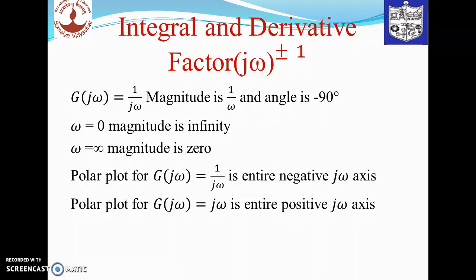When omega equal to 0, the magnitude is infinity, and when omega equal to infinity, magnitude is 0. The angle is minus 90 when it is a pole at origin. So the polar plot will be the entire j omega axis in the negative direction. Same with the polar plot for a zero at origin. It will be G(jω) equal to jω. It will be the entire positive j omega axis.